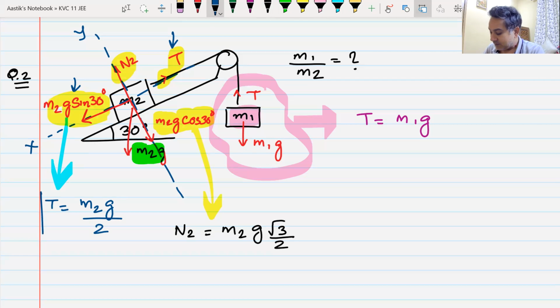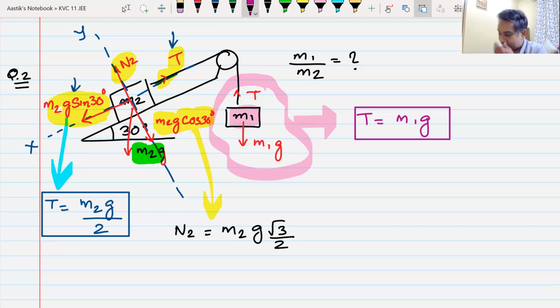Looking at this one and looking at this one, you can find out the ratio of M1 and M2. T is the same. So M1G is equal to M2G by 2. So M1 will be equal to M2 by 2, or M1 by M2 will be equal to half. Do we understand this?